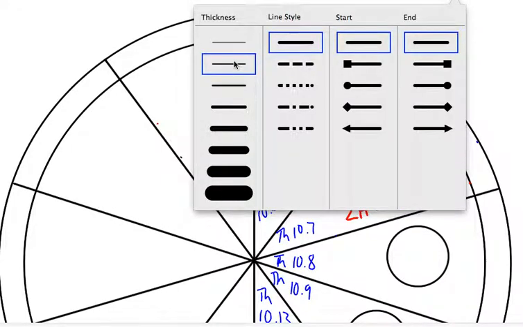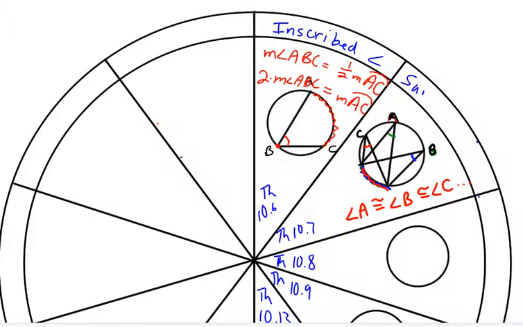For a name for this one, I'm going to call it same intercepted arc. Again, a variation of just my basic inscribed angle theorem.